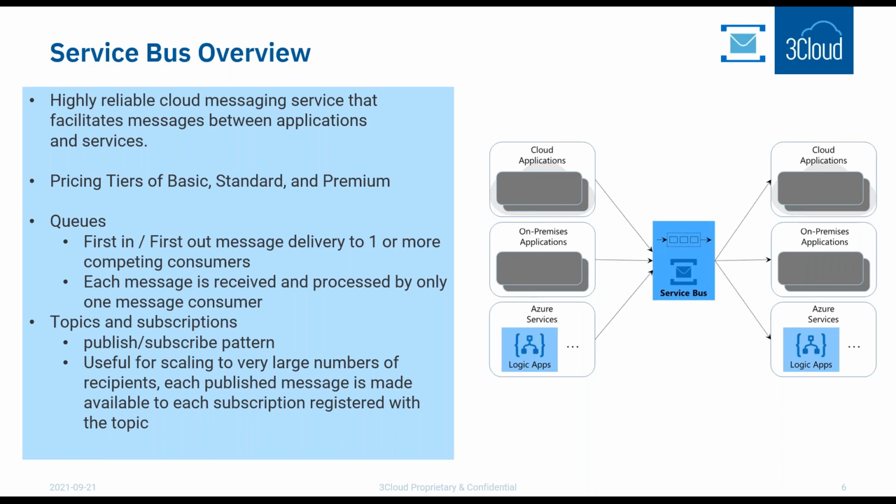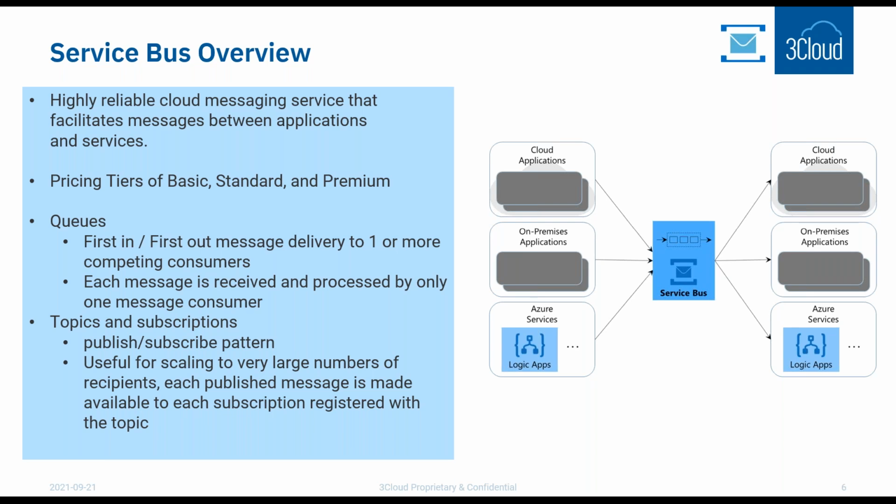Then we have topics and subscriptions. This is more of a publish subscribe pattern. So this is useful if you want a particular message to go to multiple different consumers. So if you have many different applications, you can have it go to multiple different consumers. This is useful in a couple of ways. If you have a large number of recipients, you want it to go to more than one.